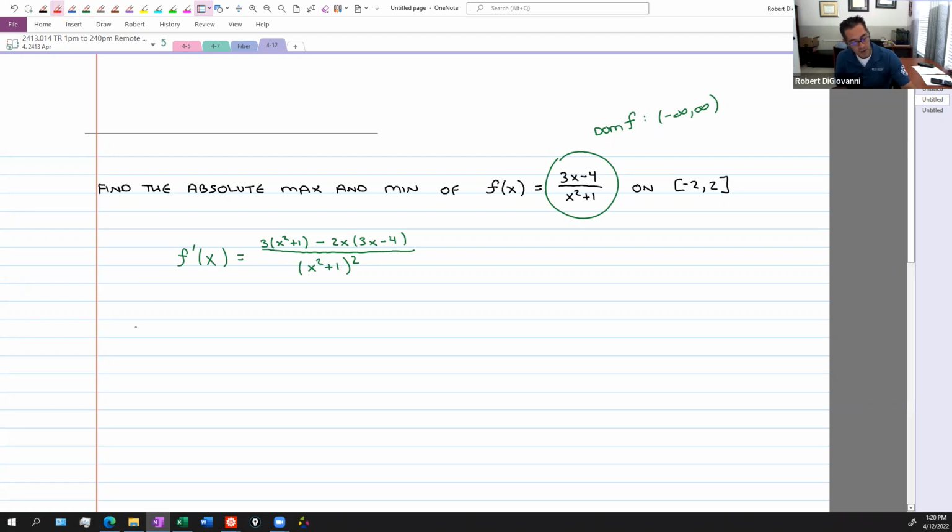All right, I need to figure out where this derivative is 0 and where it could be undefined. So let me clean it up first. Distribute the 3 through the top. Distribute the -2x through.